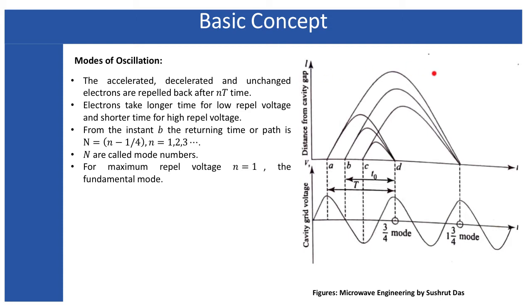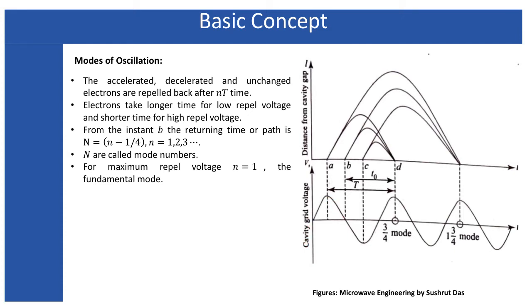Here in this diagram I have shown you the repelled back electrons, and how they get bunched when they reach the first cavity. Basically, the electrons which leave the cavity at time instant A and approach the repeller end get accelerated, because they left the cavity during the positive cycle of the cavity gap voltage. You can see from here.